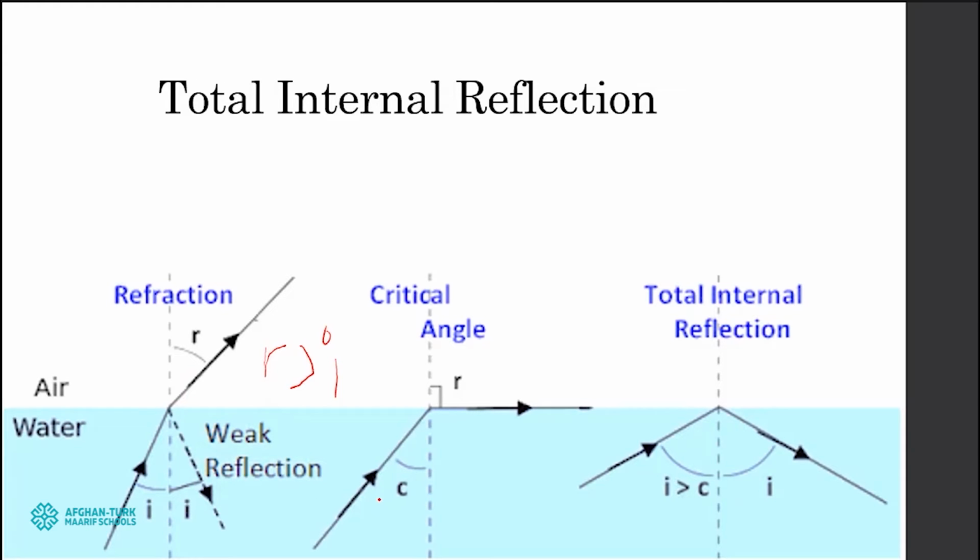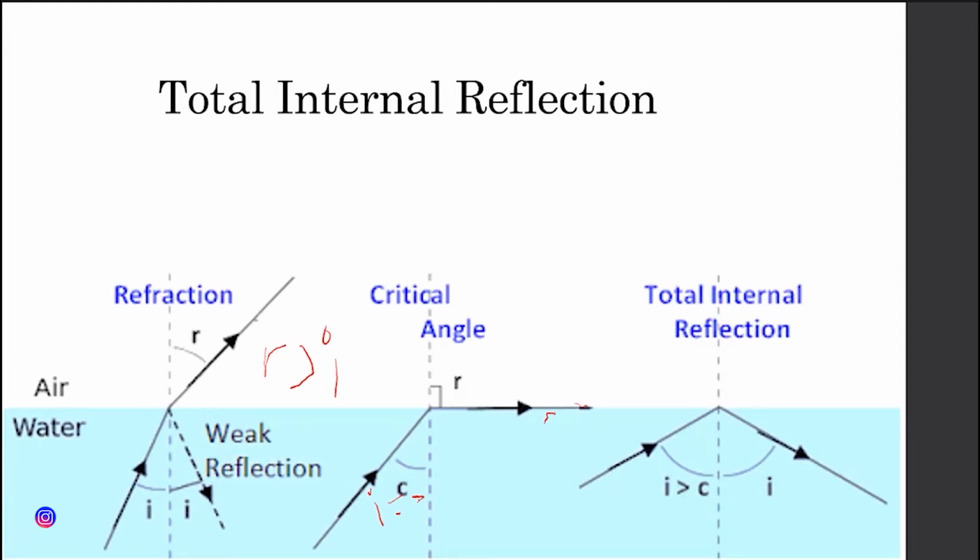And you see, I increase the angle of incidence, the angle of refraction is also increasing. But at a certain angle of incidence, which I told you is the critical angle, the angle of refraction became 90 degrees. This is I. This angle of incidence is called critical angle. I is equal to C.